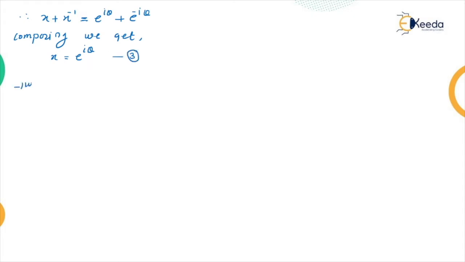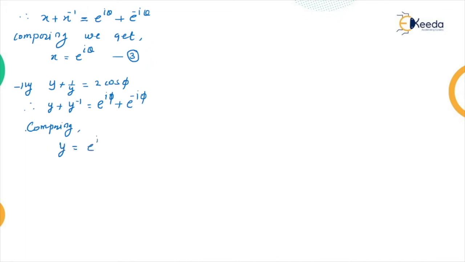So similarly here, y plus 1 by y is given as 2 cos phi. Therefore this can be written as y plus y inverse equals 2 cos phi, and 2 cos phi can be written as e to the power i phi plus e to the power minus i phi. Okay, so comparing here again, what you will get is y equals e to the power i phi.